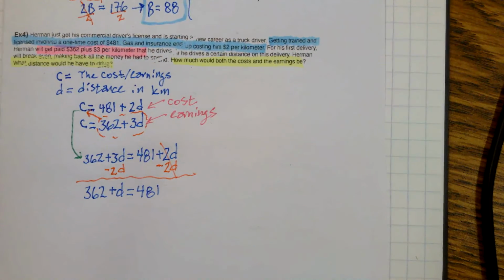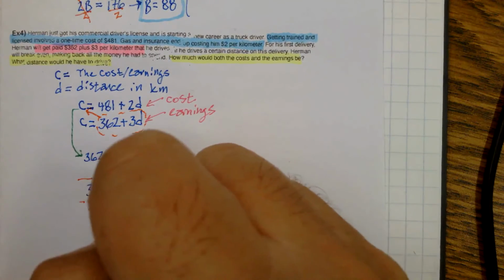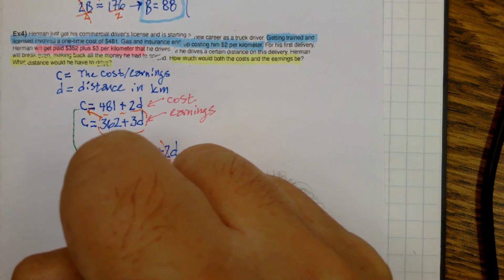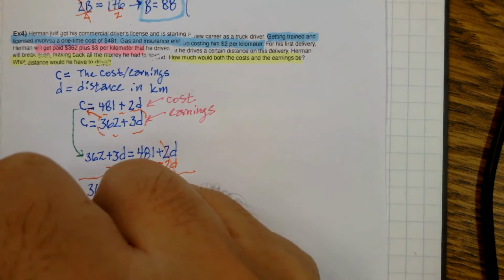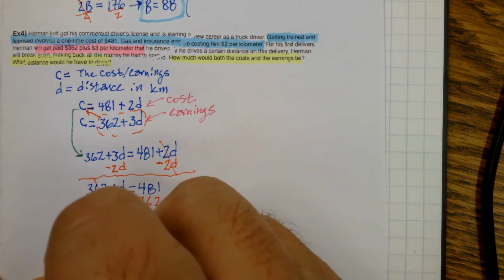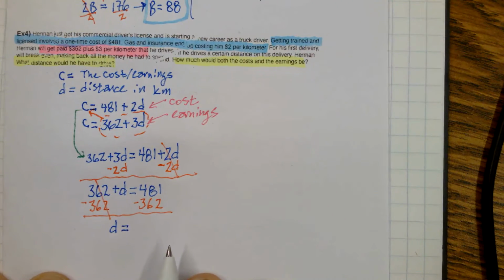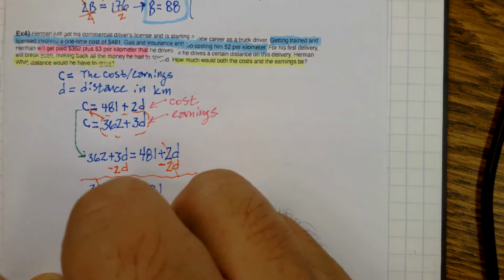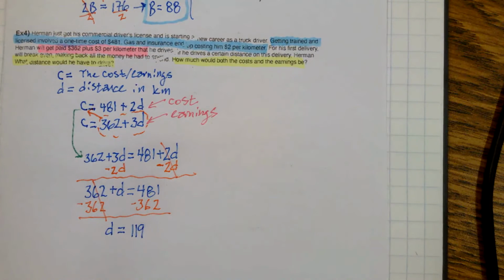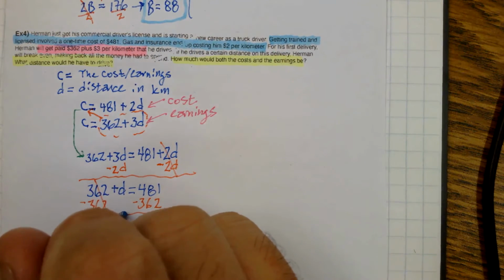Okay, get rid of 362 and we'll have the distance. 481 take away 362 is 119. So that's the distance. He had to drive 119 kilometers.